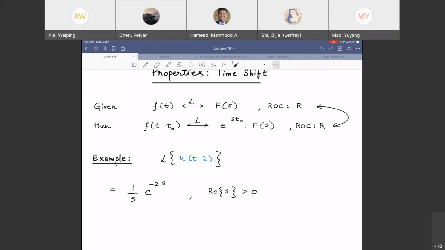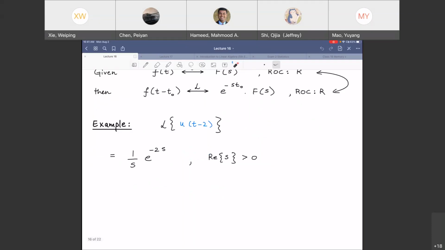Region of convergence doesn't change. Why? Because now you're shifting the signal, right? You're not doing anything to how the region is going to change. It's going to have the same limits for sigma. Region of convergence doesn't change when you shift the signal in time.